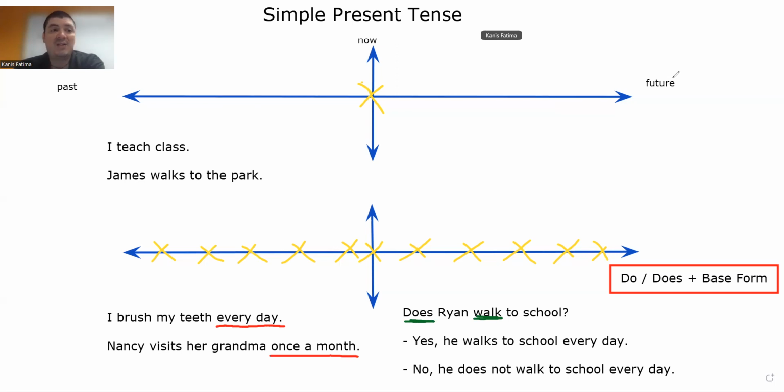Now, when you do not use do or does, you use your regular subject-verb agreement. Yes, he walks to school every day. But again, if you use do or does, even though it's he, you still do not use the s. He does not walk to school every day.